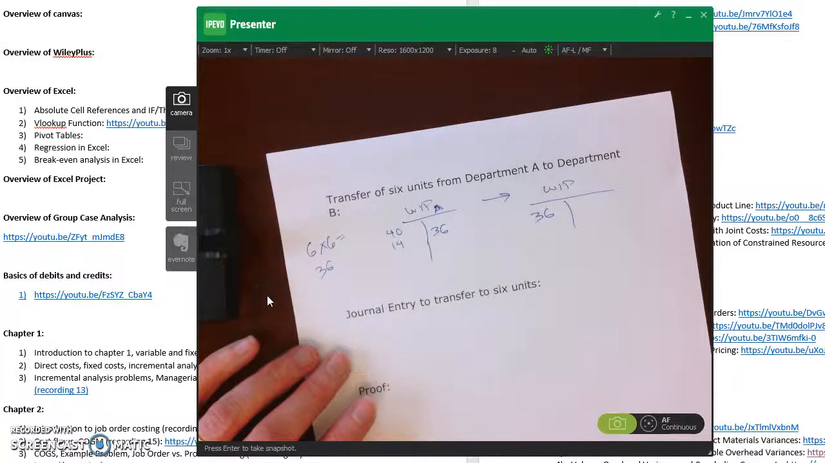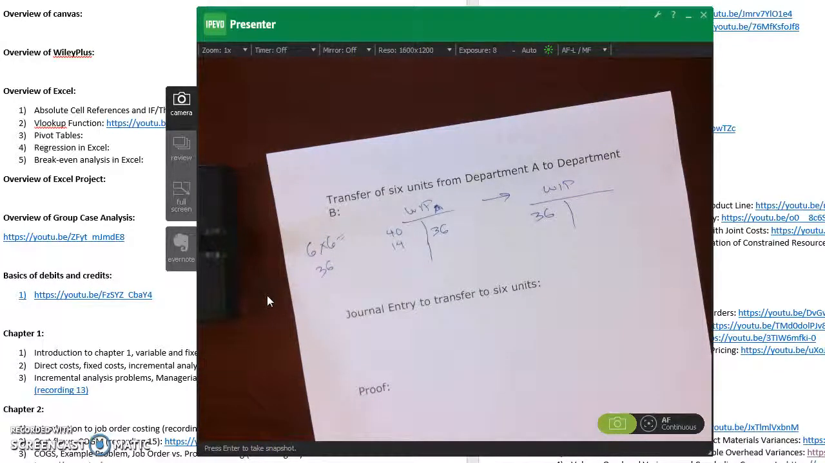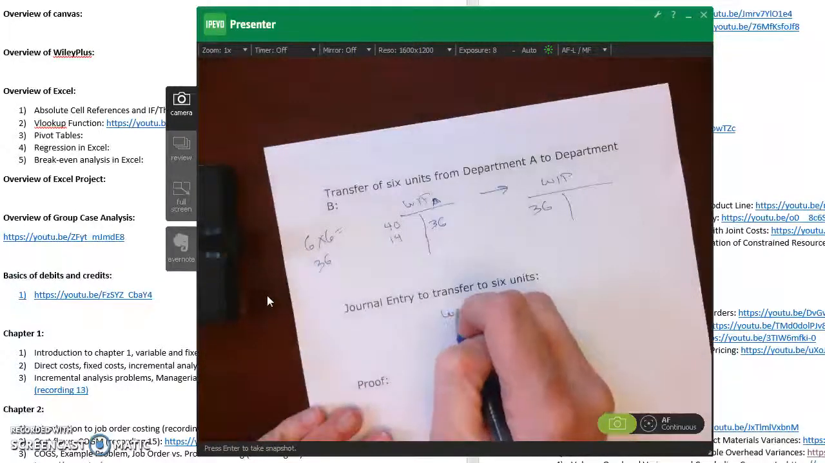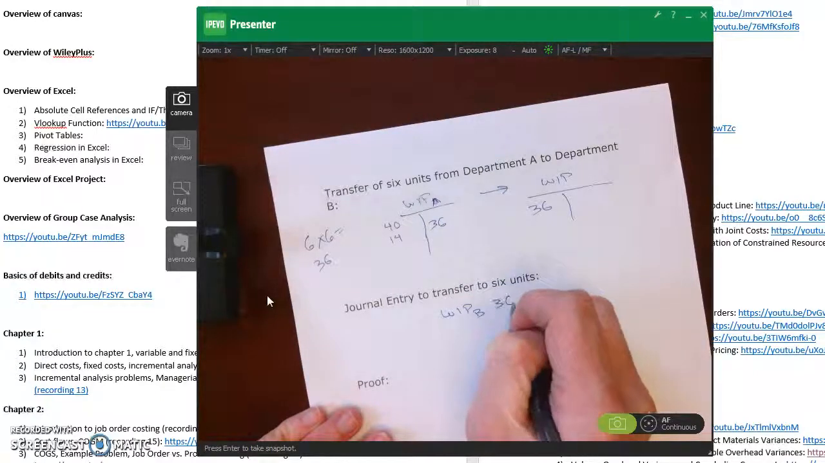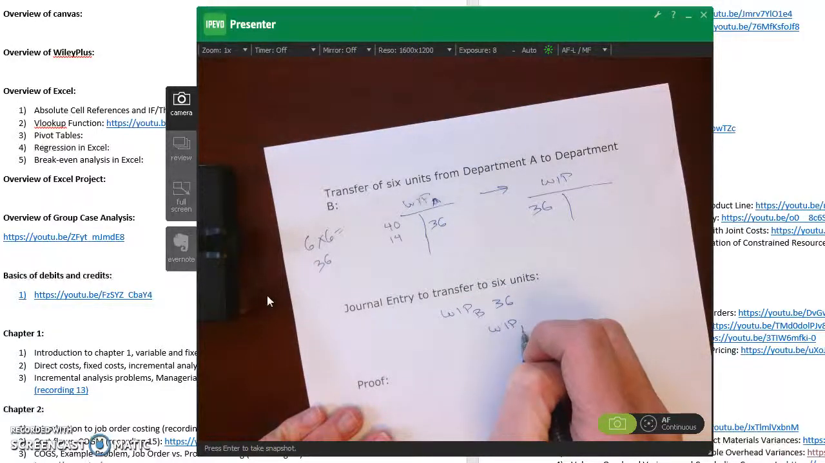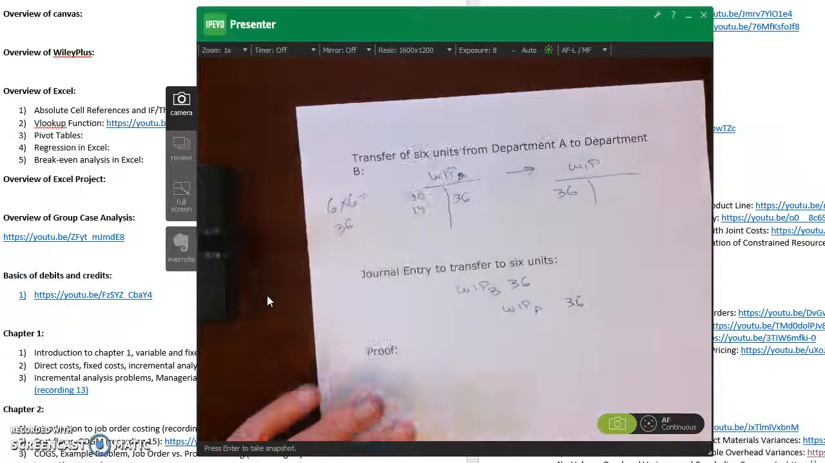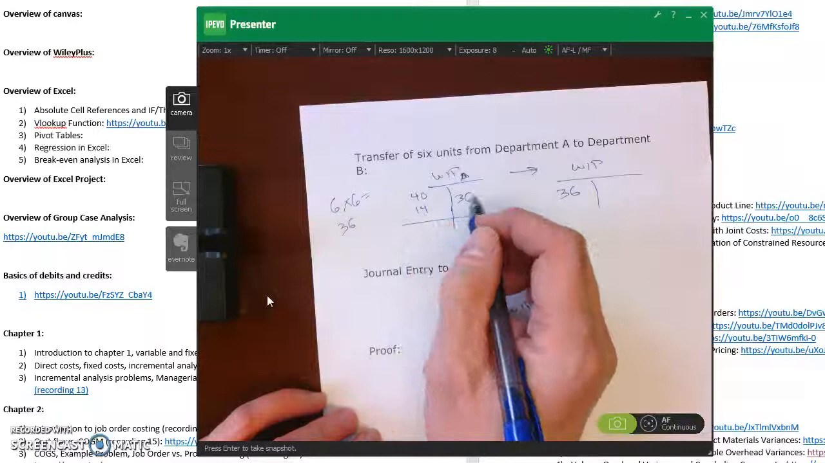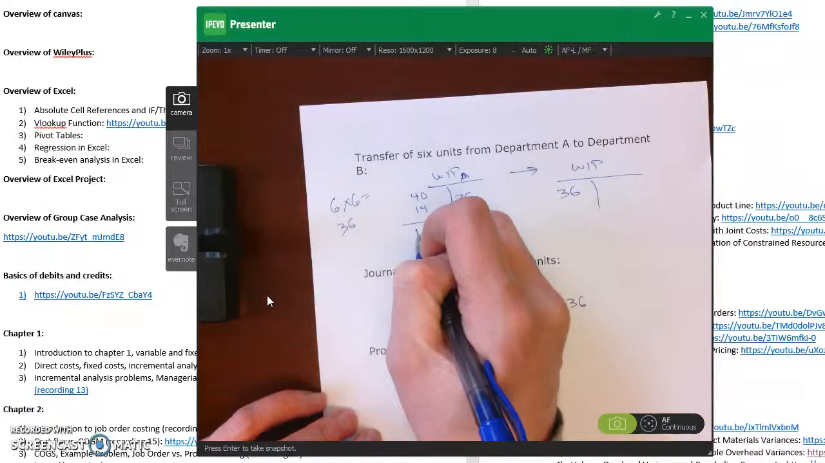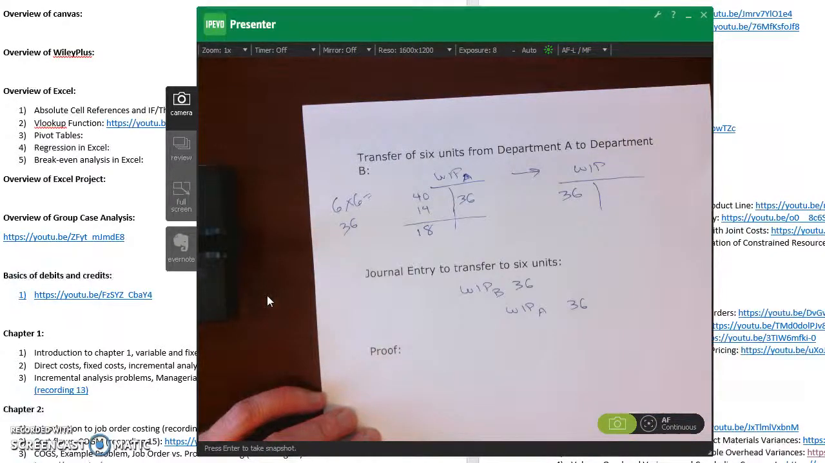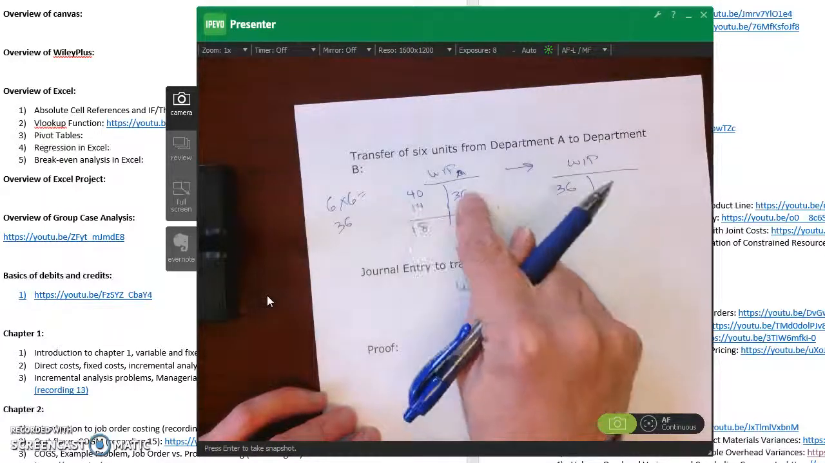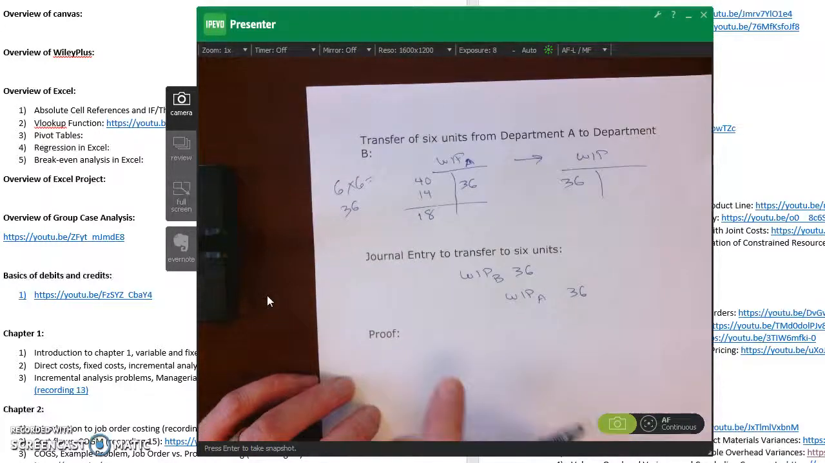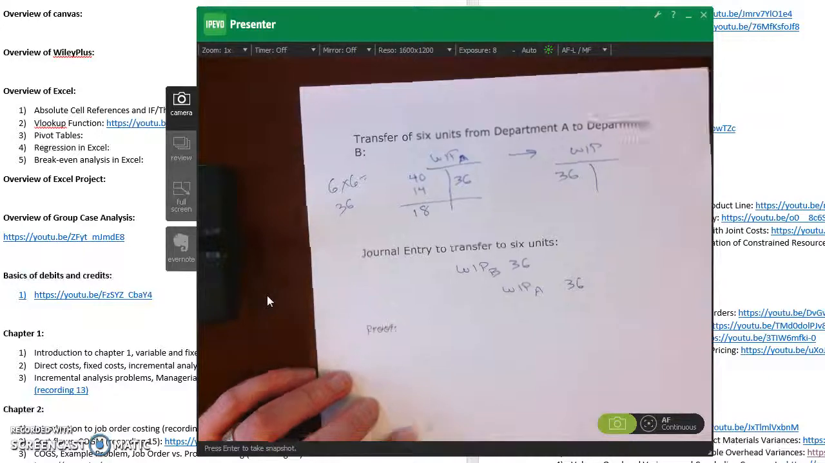And then in terms of my journal entry, I'm going to debit WIP B, 36, credit WIP A for 36. Now if I come over here, I take the 54 minus the 36, and that gives me $18 left over. 54 minus 36 gives me 18. Now, I'm going to do a proof on this.